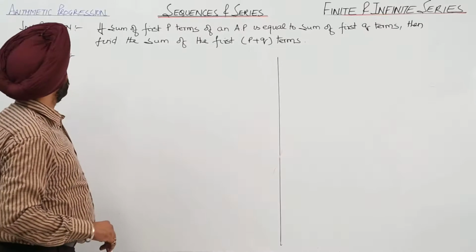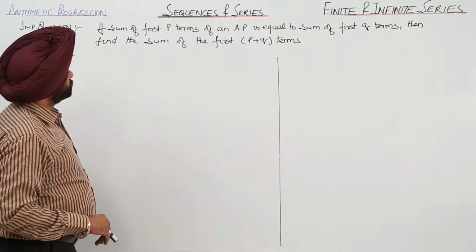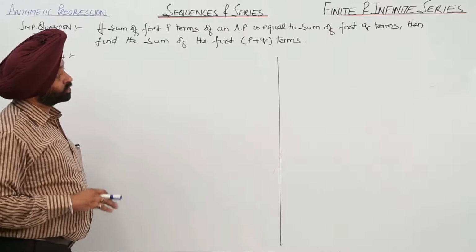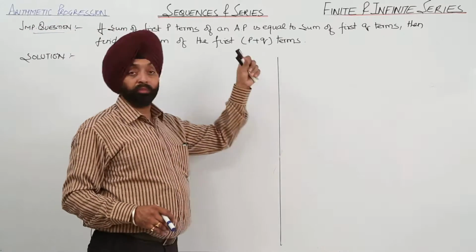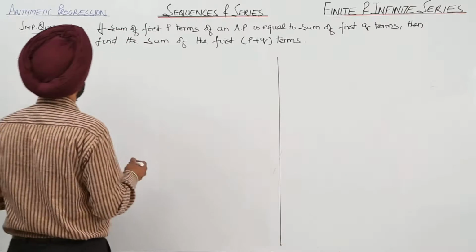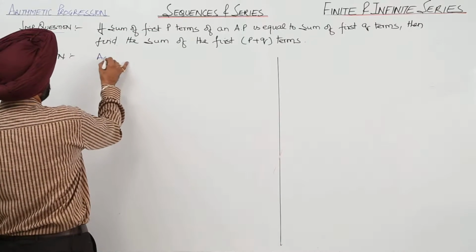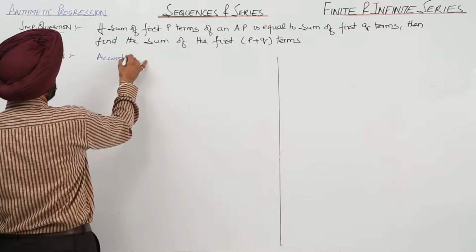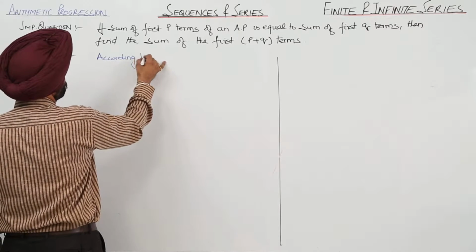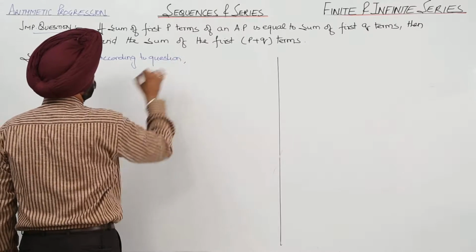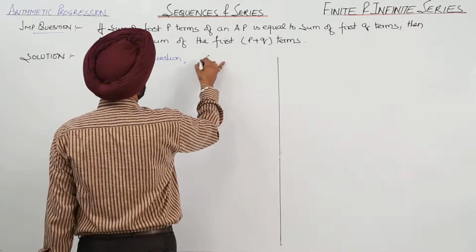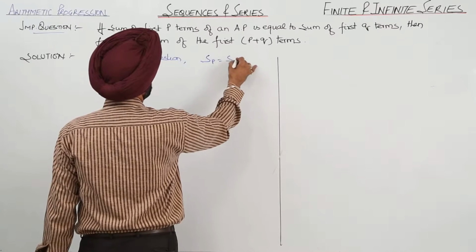Now in this question, if the sum of the first p terms of an AP is equal to the sum of the first q terms, then we have to find the sum for p plus q terms. Now according to the question, what they have given to us, S_p is equal to S_q.